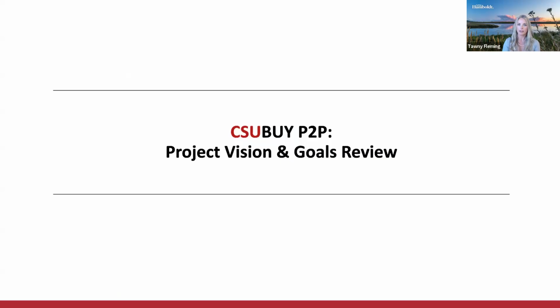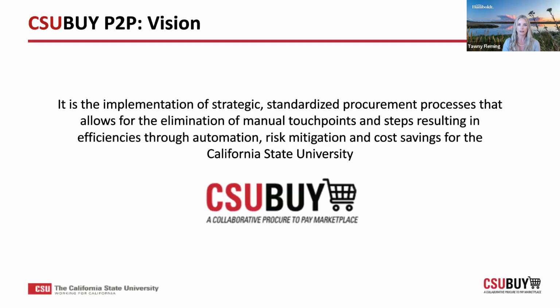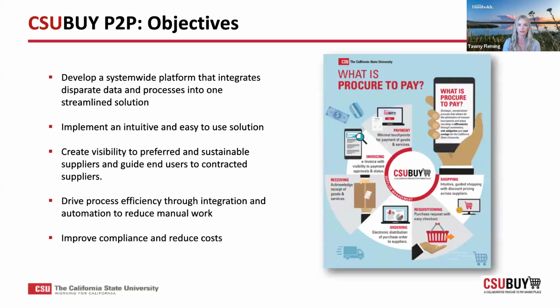All right, before we dive into functionality, let's take a moment to review the vision and goals of CSUBUY P2P. Understanding the why helps us better understand the design and decisions that have shaped this project. The vision for P2P is to standardize procurement processes across the CSU, reduce manual steps, and drive efficiencies through automation. Ultimately, this means saving time, reducing risk, and lowering cost.